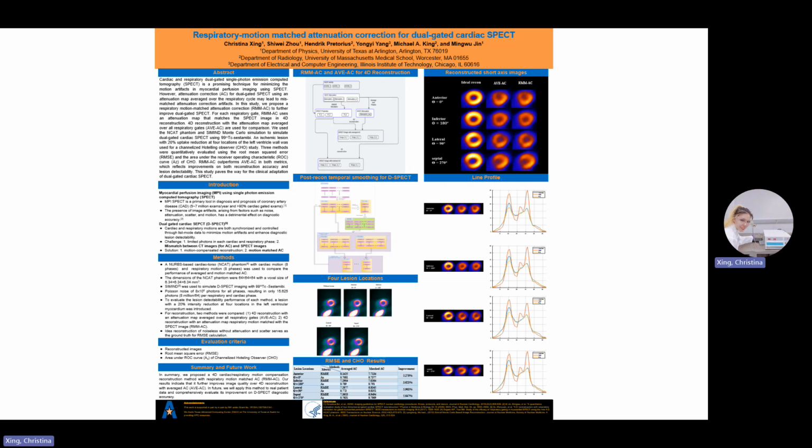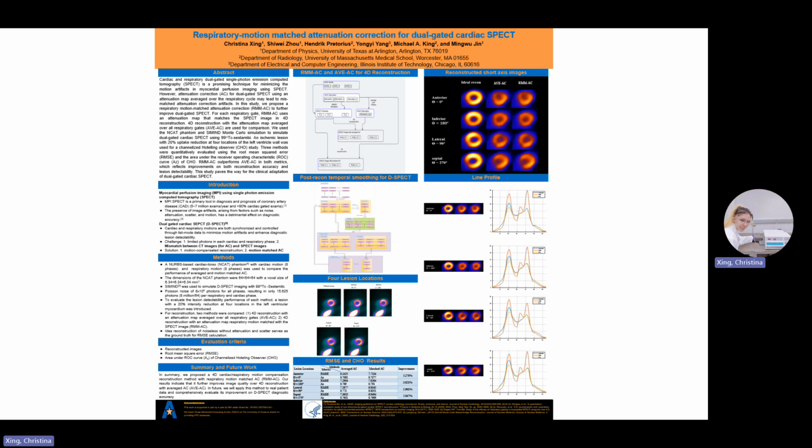We then added Poisson noise of 8 million photons for all phases, resulting in only 15,625 photons per respiratory and cardiac phase. To evaluate the lesion detectability performance of each method, a lesion with 20% intensity reduction at 4 locations in the left ventricular myocardium was introduced.